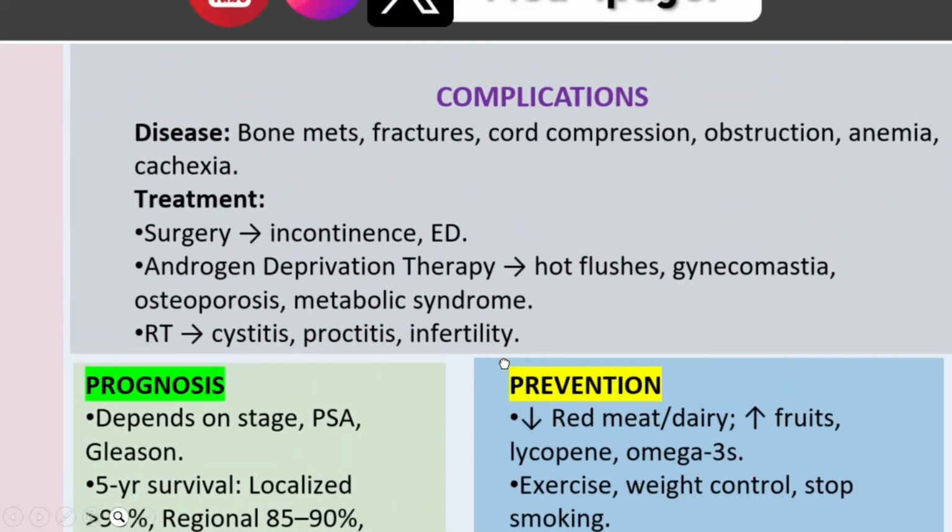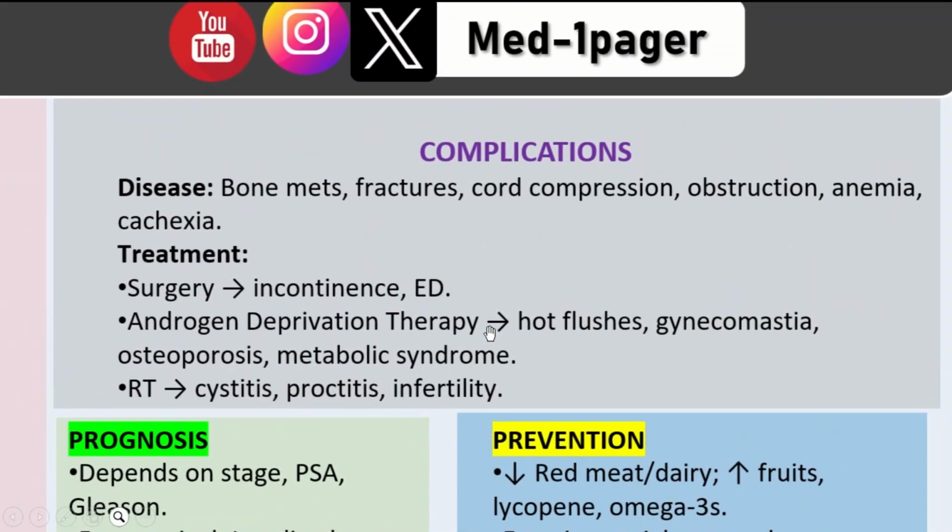So when we go to the complications of prostate cancer, most of the time we have disease, bone metastasis, fractures, cord compression, obstruction, anemia and cachexia. And the treatment of this prostate cancer is also going to come with its own complications.